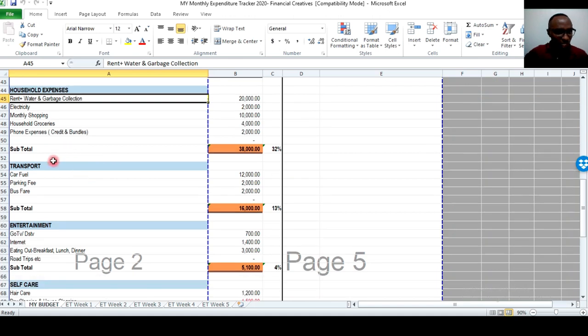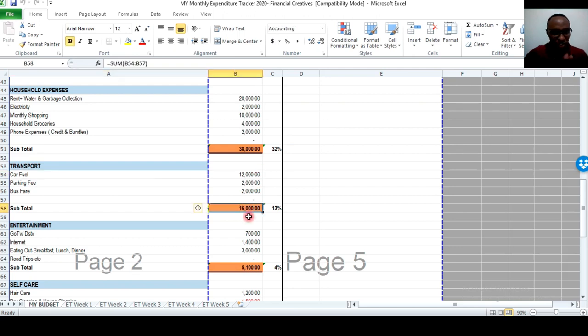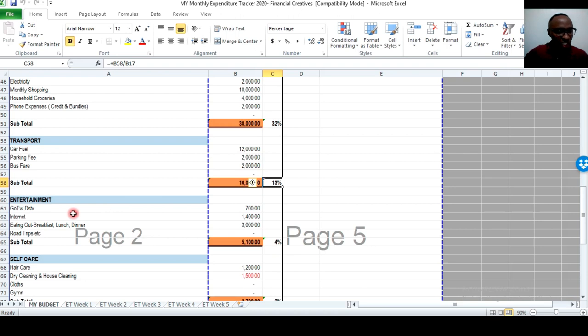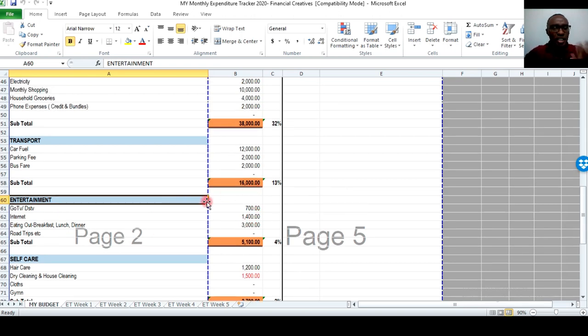So we go to the transport section. This guy is incurring a total of 16%, and that is giving us a percentage of 13% of the total income. Then we have entertainment. This is where you categorize things like GoTV, DSTV, internet, lunch, road trips. You can budget for them here. Remember, we want to give every shilling a purpose. We want to direct our money to where it should go. Because remember, if we don't do that, someone else will have a plan for it.